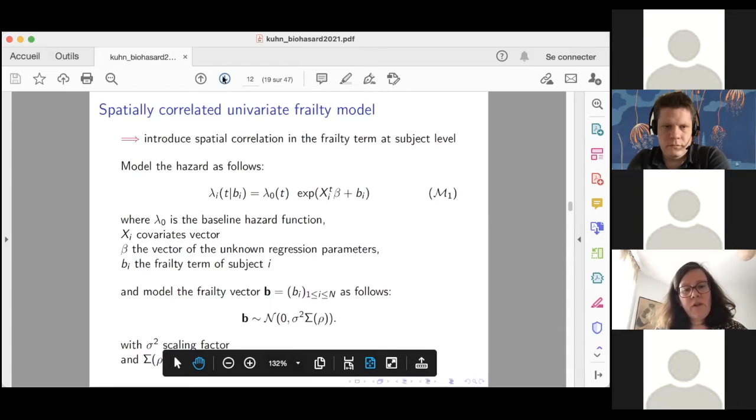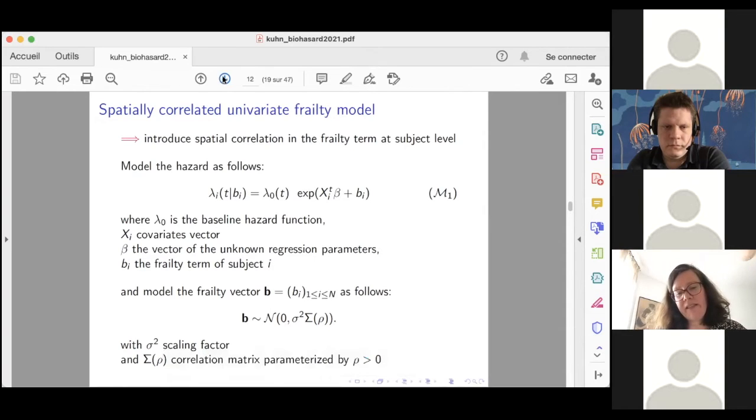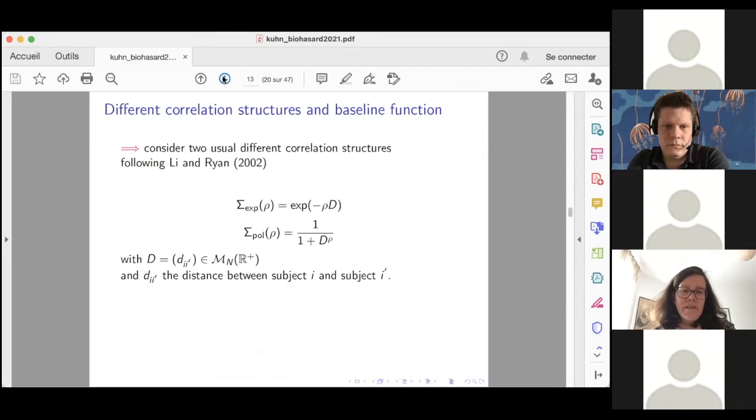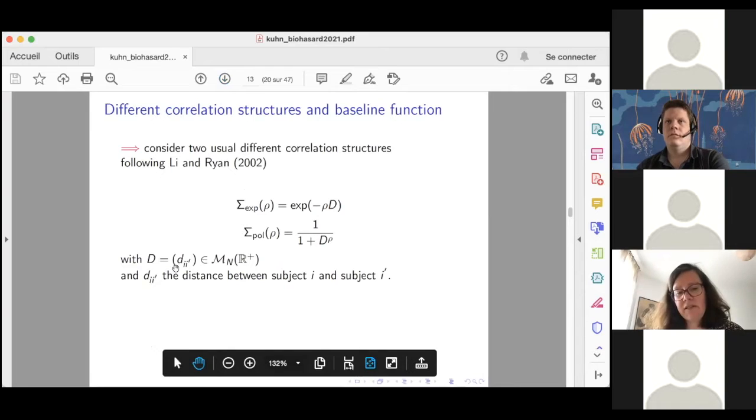And now how to choose this correlation matrix. So there were different existing correlation structures in the literature. And so we consider the two most common, which are indeed an exponential form and a polynomial form. And D, big D here, represents the matrix containing the distance between subject I and subject I prime as the component I, I prime.